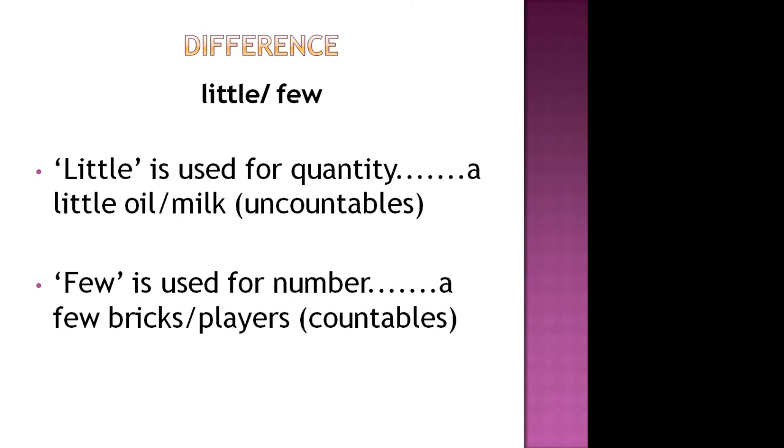Few is used for numbers. A few bricks, a few players, that is countable. You can count these. Few is basically very less in number, and little is less in quantity.